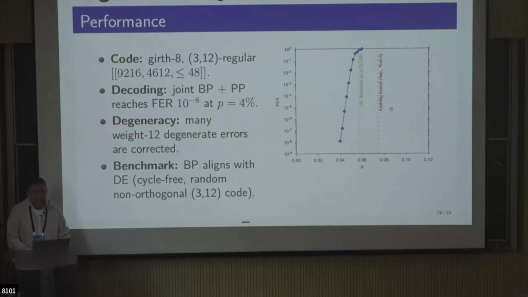What about the error model here? Error model? What kind of error? A depolarizing channel. Just code capacity? Yeah, code capacity.